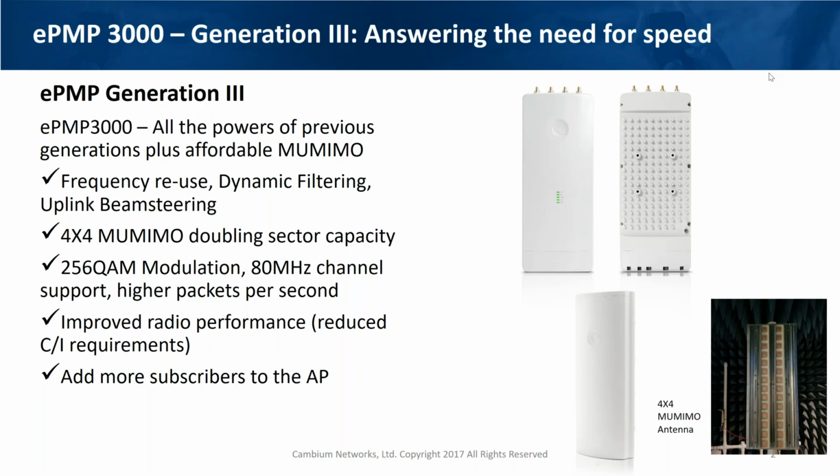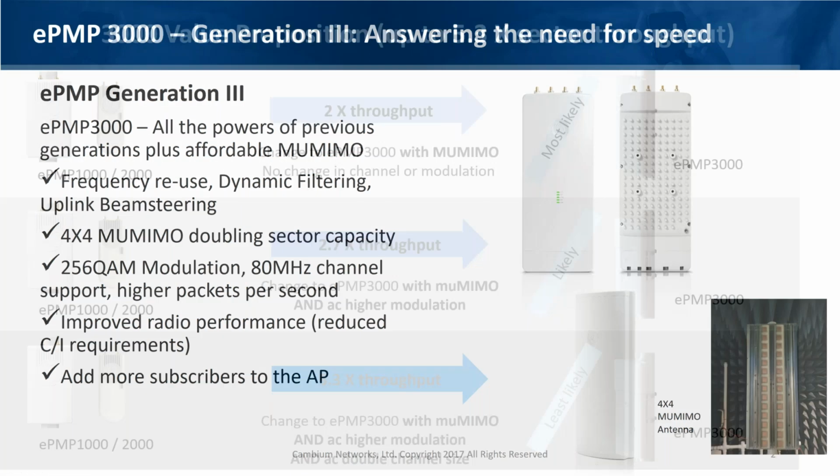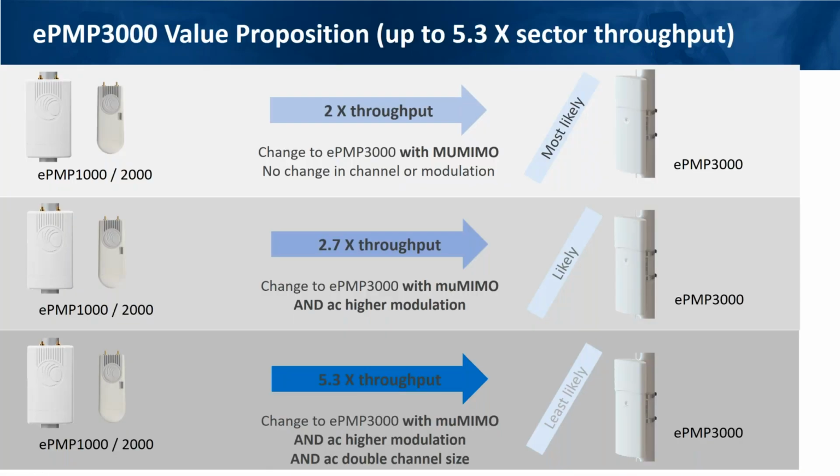What you see in the picture here is essentially the base station, the access point, and a 4x4 multi-user MIMO antenna, which is essentially two 90-degree sectors overlapping with each other. When we talk about value proposition at a high level, I want to highlight why the multi-user MIMO becomes very important.